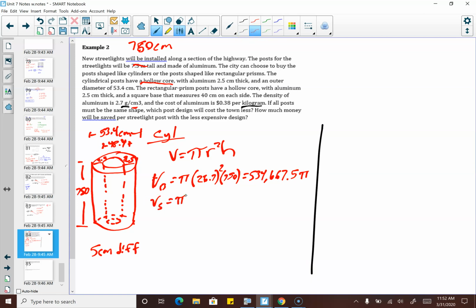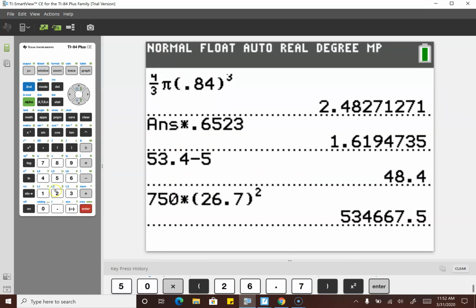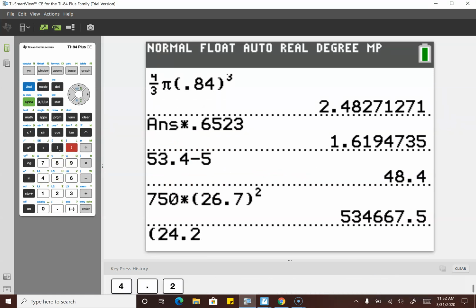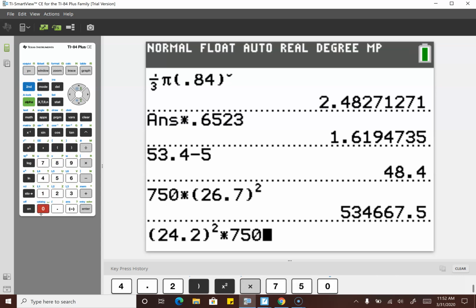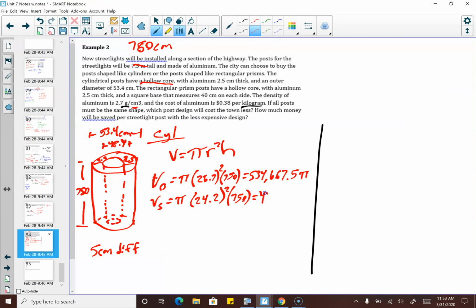So now let's see what's the volume of this small cylinder, the part that's missing, that's cut out. So if we take that 48.4 and we divide that by 2, we get 24.2 squared, and then times 750. So 24.2 squared times 750 gives us 439,230, and again, that's still in terms of pi.